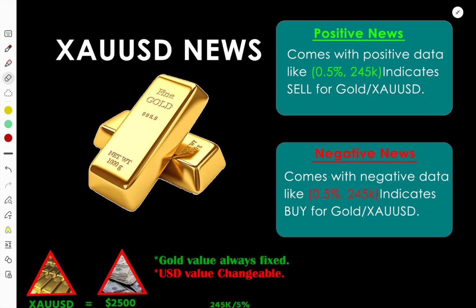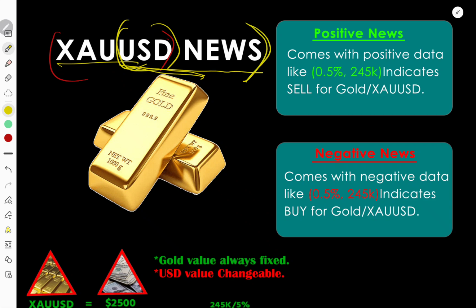I'm going to share exciting news updates for the next week. As you know, gold is always related to USD, that's why we have XAUUSD here. USD means United States dollar, always connected with gold, that's why we have to focus on USD news, this particular area. As you can see there, I just illustrated a few concerns or a few things.